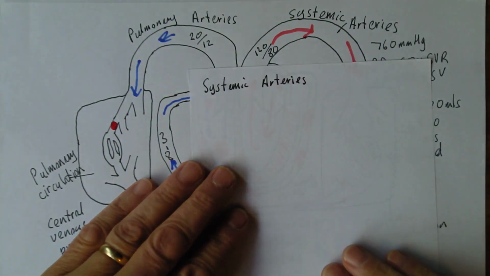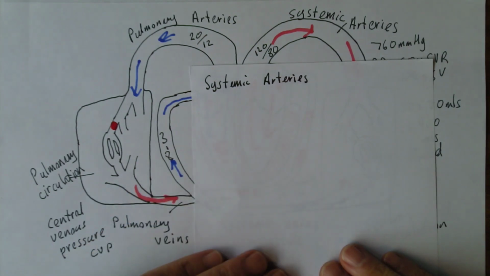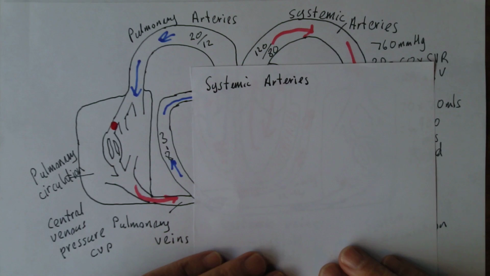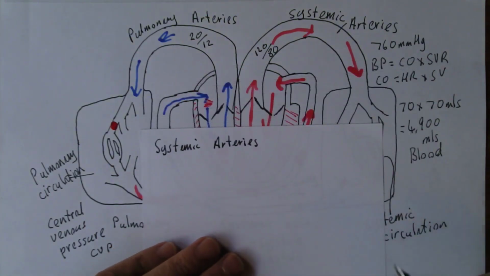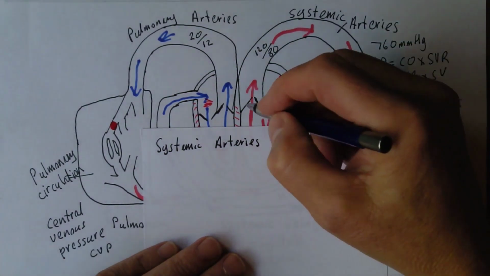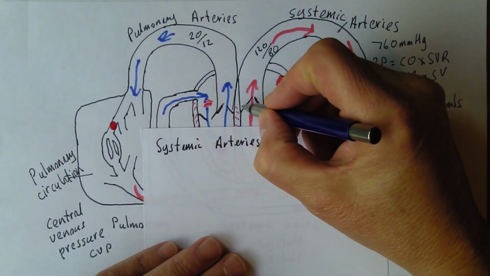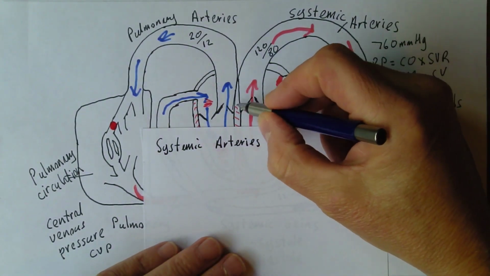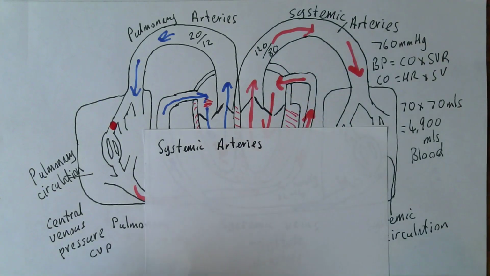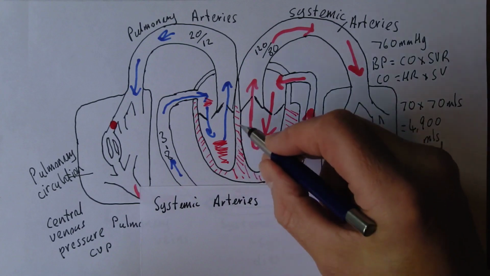So we're thinking about systemic arteries. These are the arteries that branch down and take blood to all of the body, apart from the lungs. All the systems of the body receive their blood supply via the aorta. The first two vessels right down here that actually leave the aorta are the coronary arteries, the right and left coronary artery taking blood to the myocardium itself.